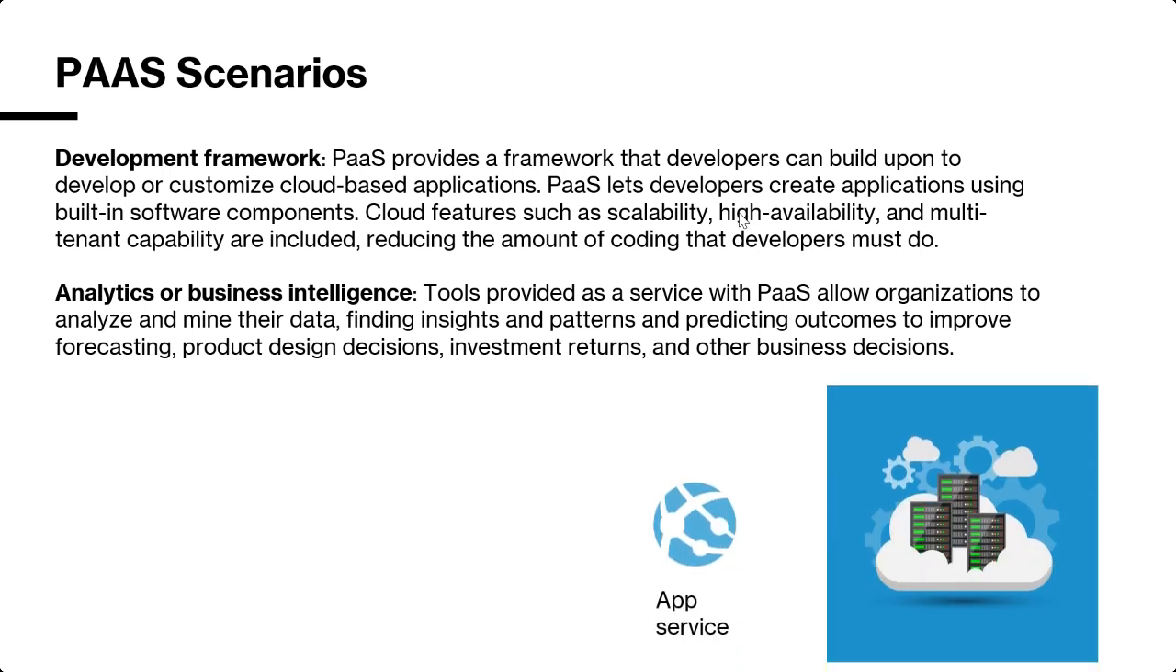So the best example of a PaaS service could be App Service, given by Microsoft, where you do not maintain your operating system. So I hope this scenario is clear. In PaaS, you can consider App Service as an example. In infrastructure as a service, you can consider a virtual machine as an example. I hope this is clear.